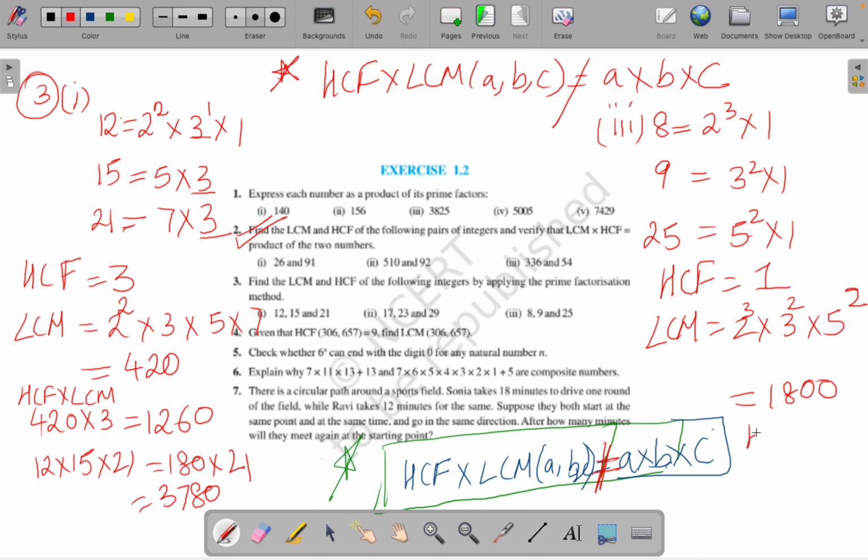So obviously HCF into LCM is 1800, and let's find 8 into 9 into 25. सो ये क्या आता है चेक करते हैं. 8 इंटू 9 करेंगे तो आपको पता ही है 72. 72 इंटू 25, राइट. सो चेक करिए ये 1800 आता है.